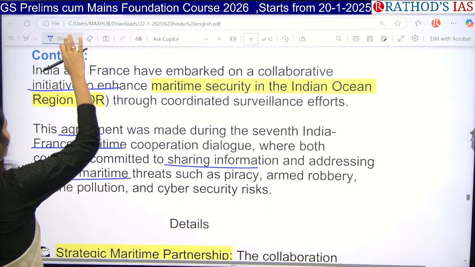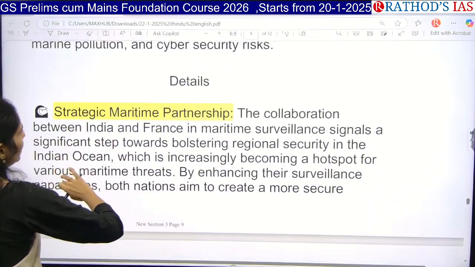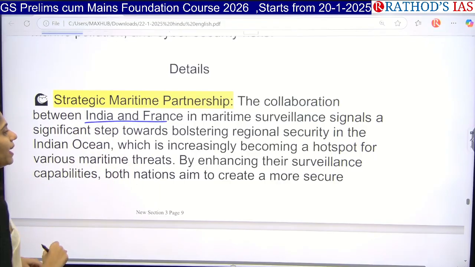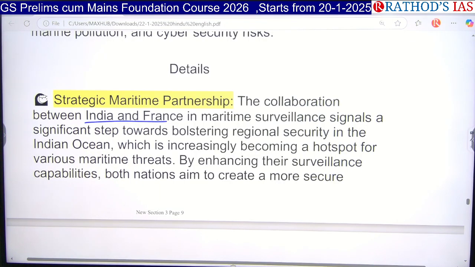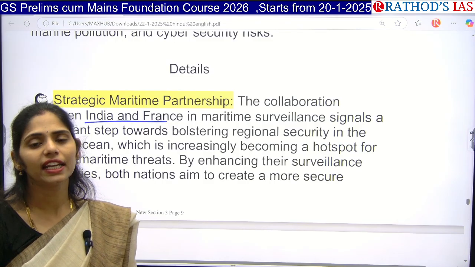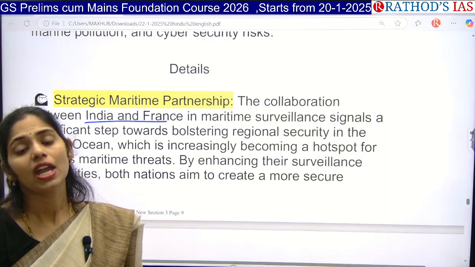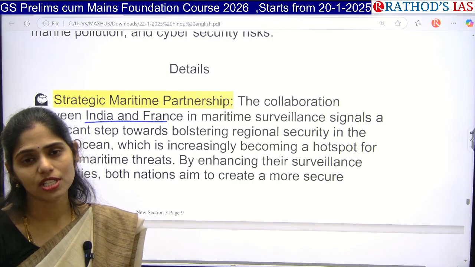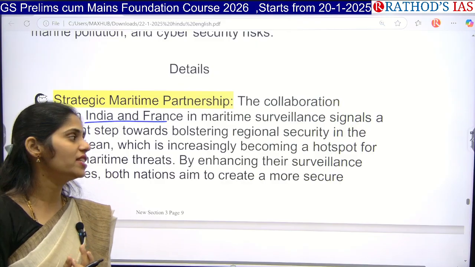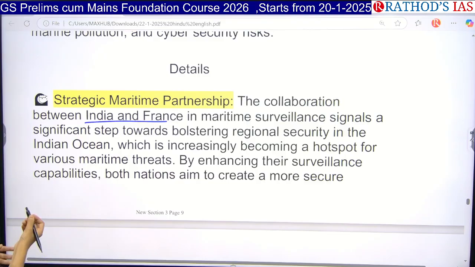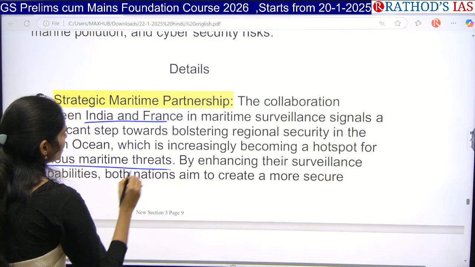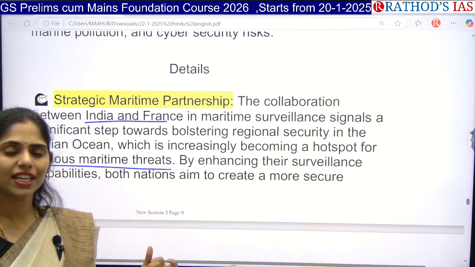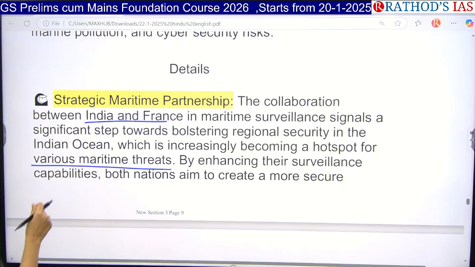If you see the key points given in this article, the first one is this collaboration between India and France in maritime surveillance, which is a very important step because India can ensure regional security. As you all know, India is the leader of the Global South and it is the responsibility of the Indian government to provide security in this region. Next, there is an increase in various maritime threats, so surveillance is very important. We can get that through this agreement.